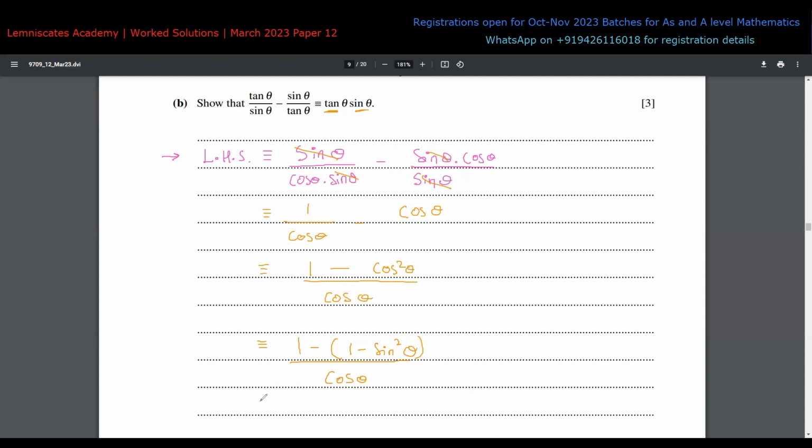And now if I simplify this, this 1 and 1 cancel out, minus minus becomes plus. So we have sine square theta, which can be written as sine theta into sine theta, right? Divided by cos theta. So this is the same as writing sine by cos, which is nothing but tan. And yeah, that's it. We are done. This is tan theta, which we got by sine by cos. And this sine theta is already there. So this is equal to your RHS. And we are done with the proof as well. So yeah, that's the end of question 7.